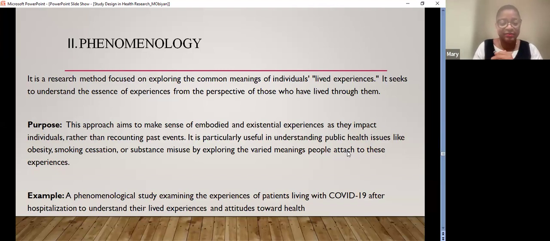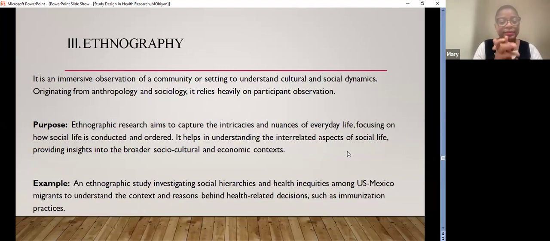Next slide, please. Ethnography. This is an immersive observation of a community or setting to understand cultural and social dynamics. It relies heavily on participant observation.